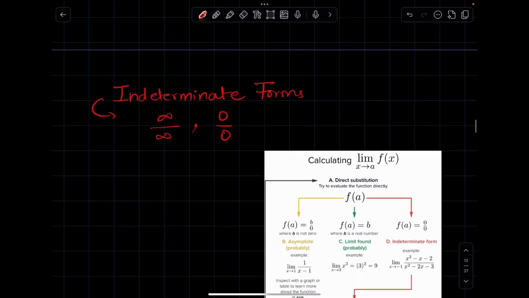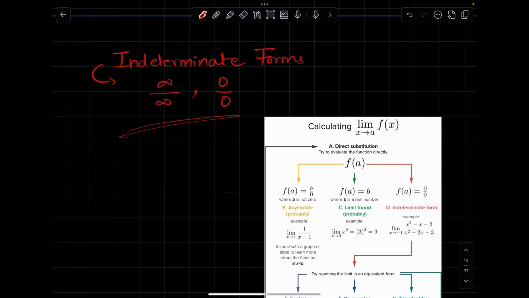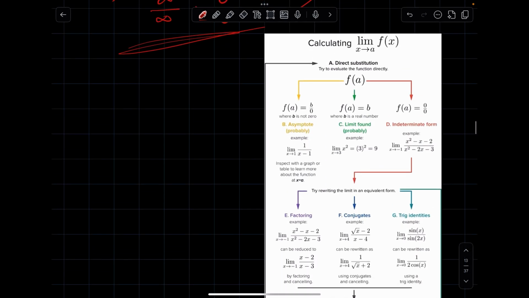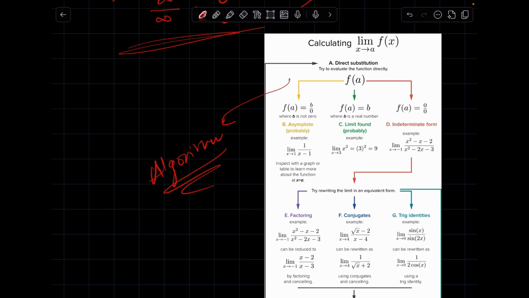Okay, we already discussed indeterminate forms, so I'm going to skip over this. And this is basically the algorithm, or series of steps, you're supposed to follow when you're calculating a limit for f of x.